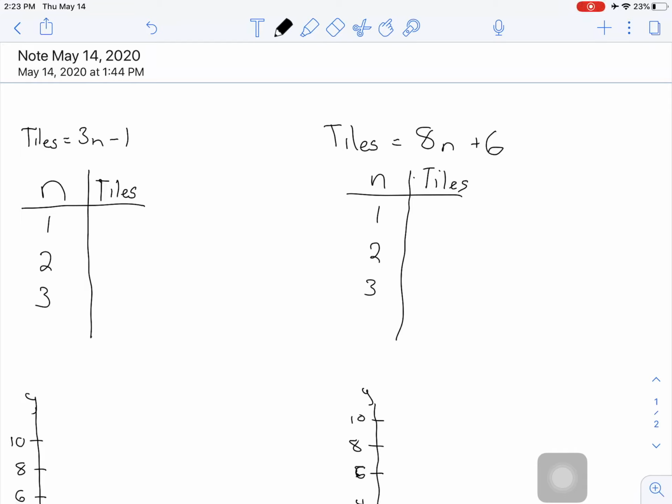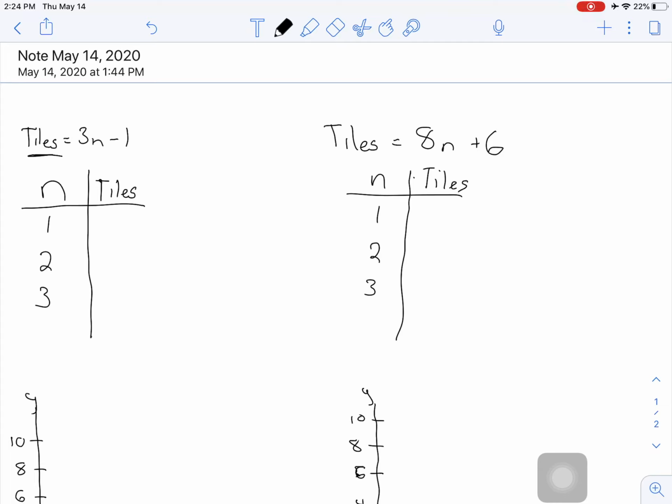Okay, folks, today we're going to do two examples of what if I give you the algebraic expression and what we could use with that algebraic expression. So here, if we look at these examples, we have tiles equals 3n minus 1 and tiles equals 8n plus 6. And then we could solve for these questions.